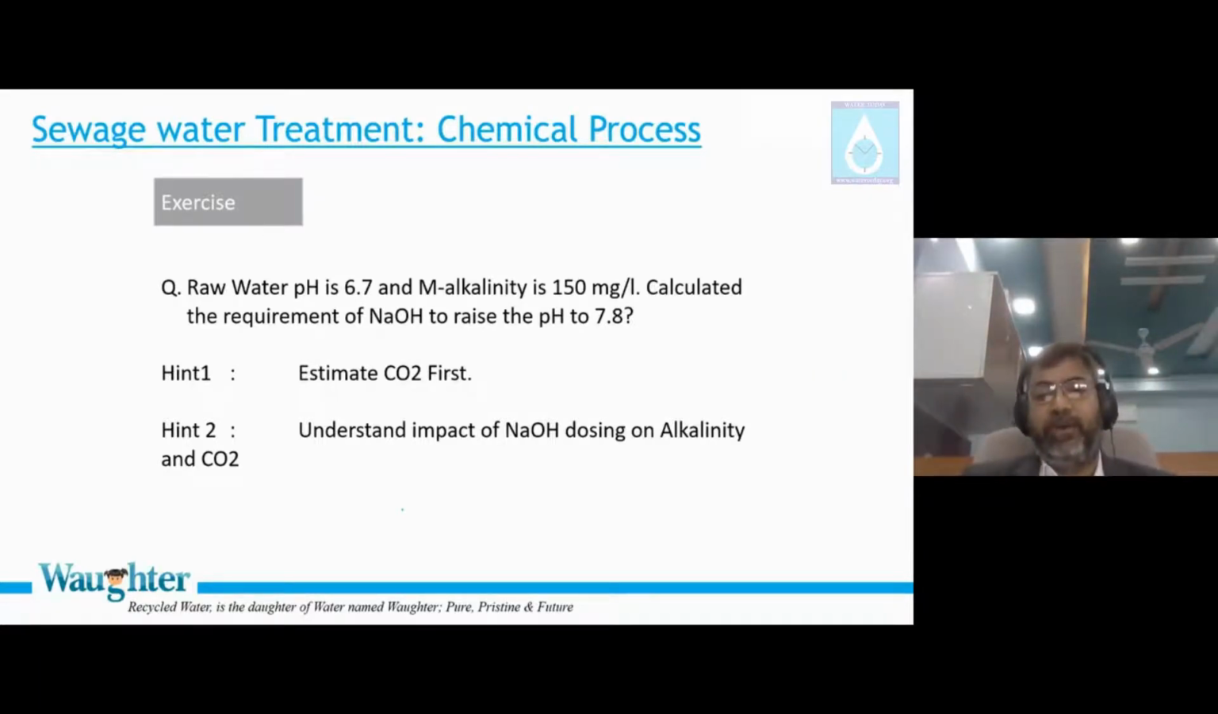Understand the impact of NaOH dosing on alkalinity. Once you do that, you will be able to calculate a very basic thing: how much acid or alkali is required. Now, some students tell me, sir, how is it important? We can do the experiment and find it out.